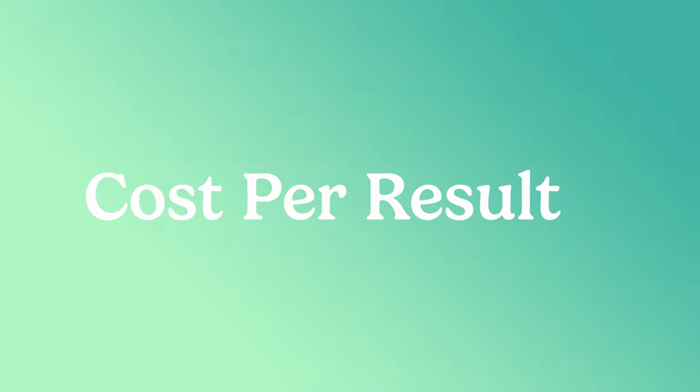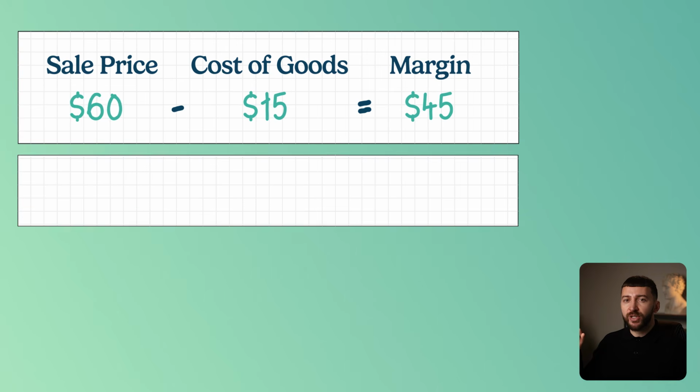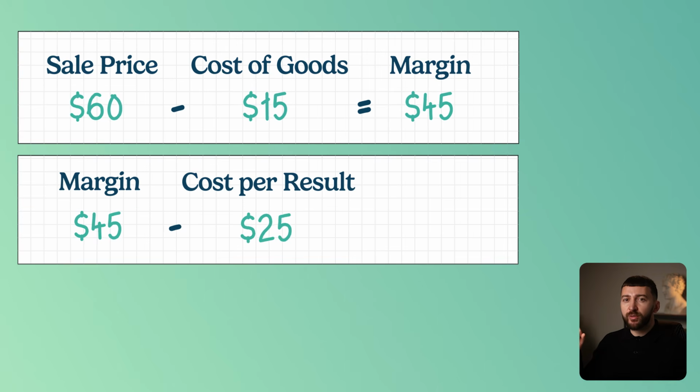Cost per result is how much it costs you to acquire a customer with your ad campaigns. This is a super important metric to track because it basically shows you whether your campaign is profitable or not. Again, this is based on your product's margin. So if I'm selling a product for $60 and it costs me $15 to fulfill, I have a $45 margin. Therefore, if I keep my cost per result under $45, it means I'll be profitable. It's actually quite a simple metric to track, so keep an eye on it.